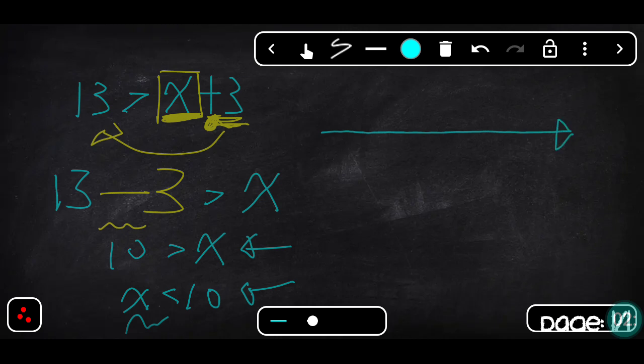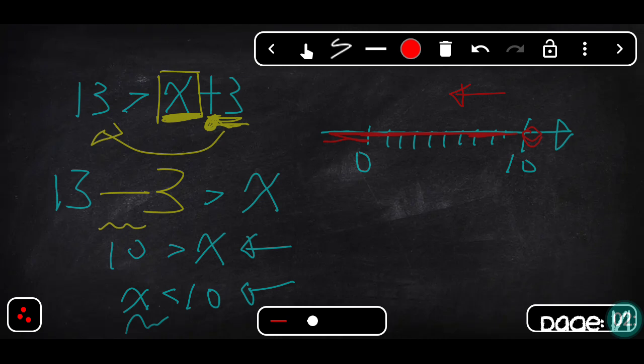Okay, a number line to indicate the range of x. Okay, here's the original point 0 and 1, 2, 3, 4, 5, 6, 7, 8, 9, and 10 is right here. Because x is smaller than 10, so we find 10 and here x is less than or smaller than, so the range should be on the left hand side. And so we draw the line here.